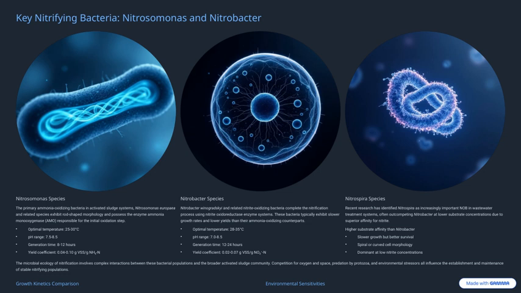Now, if we compare growth kinetics, ammonia-oxidizing bacteria, or AOB, generally grow faster and reach higher specific growth rates than the nitrite-oxidizing bacteria, or NOB. This difference can sometimes cause nitrite to accumulate, especially during startup or under stress conditions. NOB tend to grow more slowly and require longer solids retention times to establish stable populations, which is an important consideration in process control.